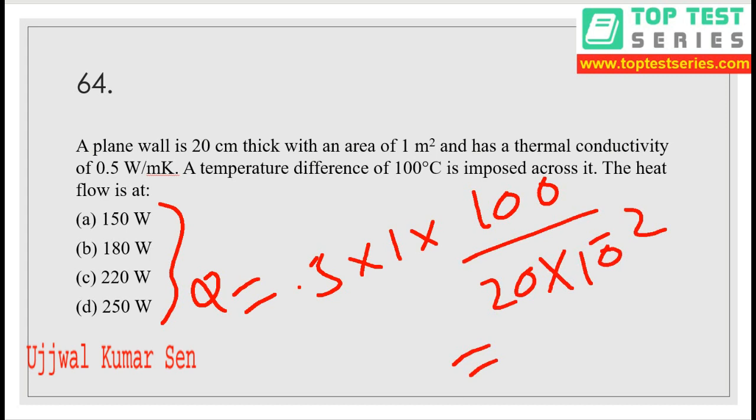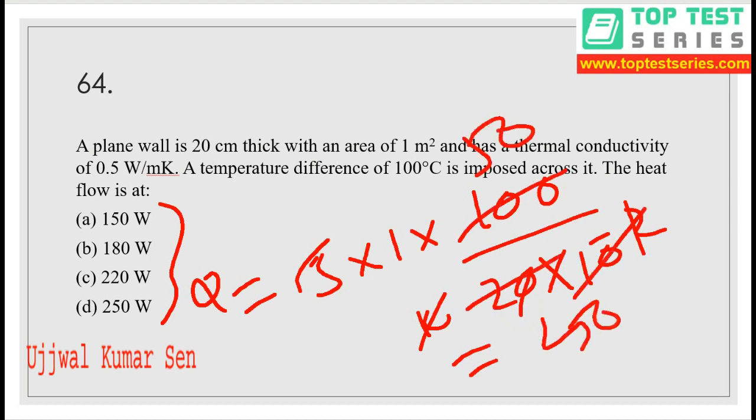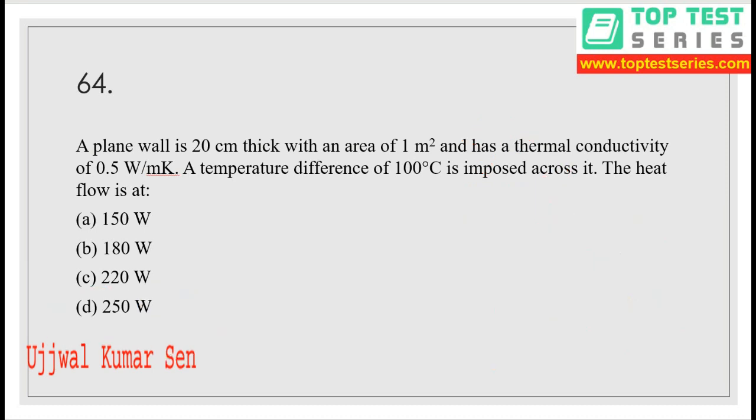So if we solve this, 1 cancels with 10, and this will again cancel, so it should be 50, 15 to 5, 250. So it is 250 watt. So option D is the correct answer for this question.